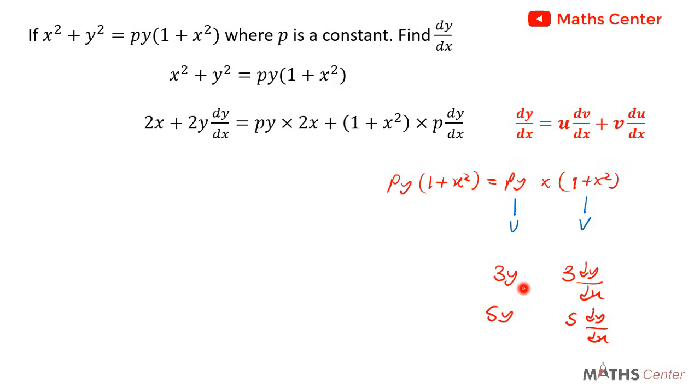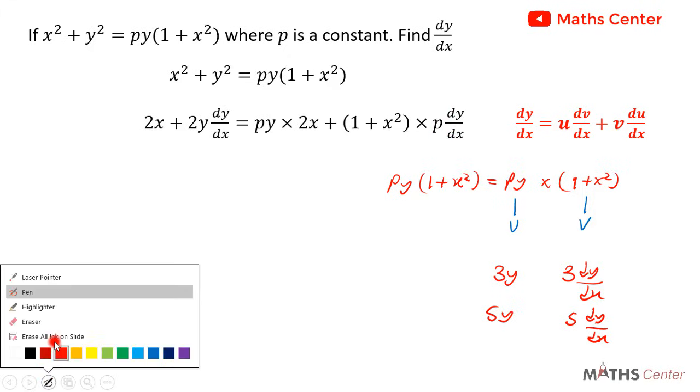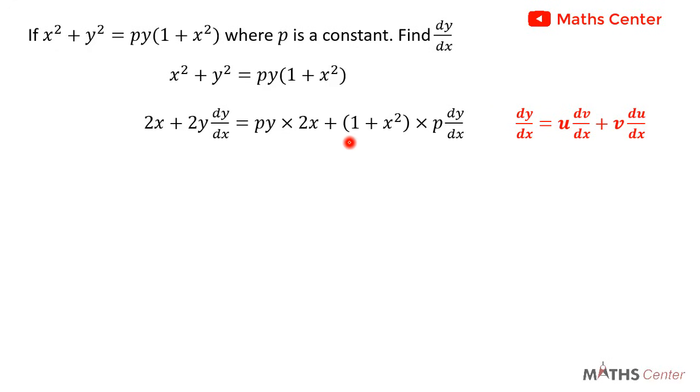When it's 3y, it's 3 dy/dx. When it's 5y, it's 5 dy/dx. When it's negative 2y, it's negative 2 dy/dx. So if p is a constant and it's py, then it's going to be p dy/dx. Okay. Now that we have that, let's simplify and find dy/dx.